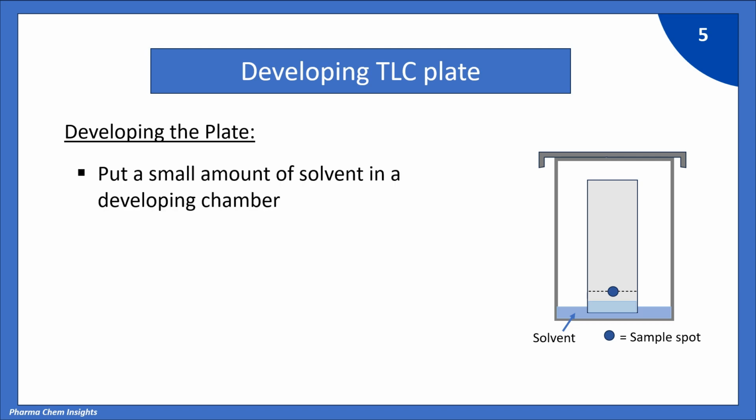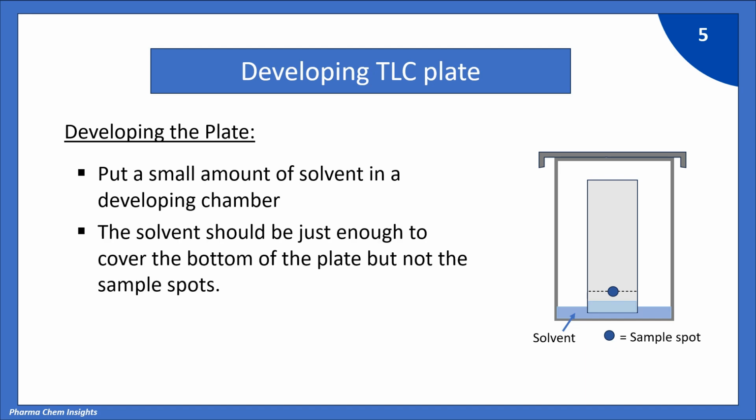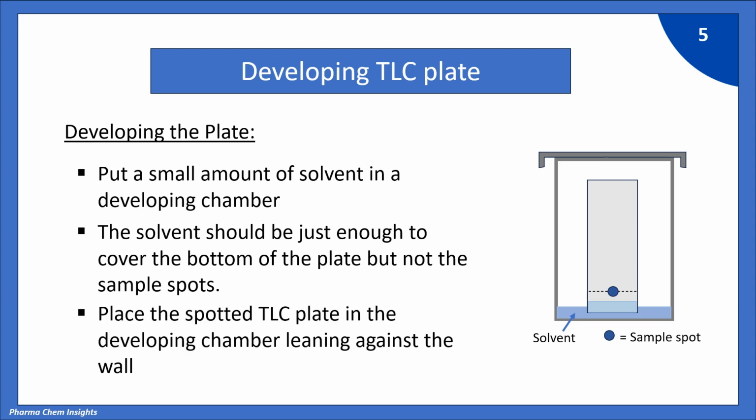Now put a small amount of solvent in a developing chamber. The solvent should be just enough to cover the bottom of the plate but not the sample spots. You can see the image on the right hand side for your understanding. Now place the spotted TLC plate in the developing chamber leaning against the wall.